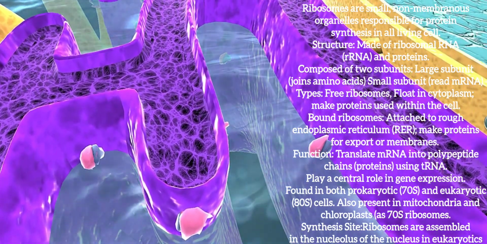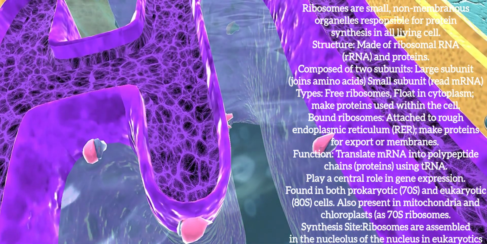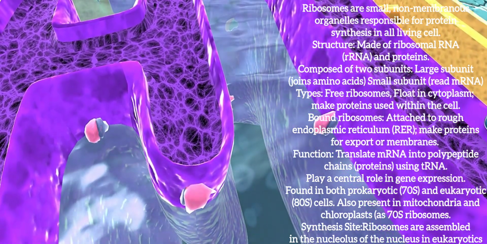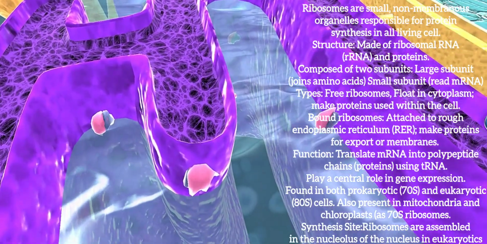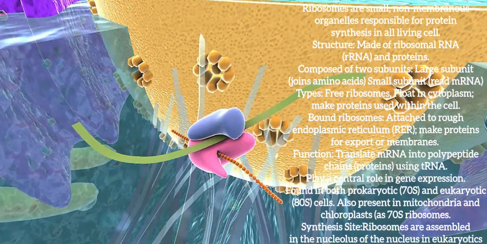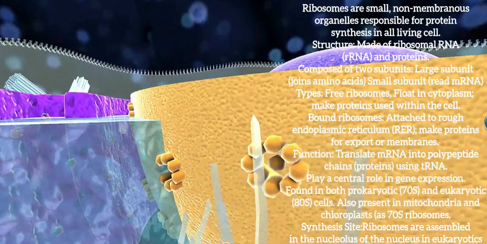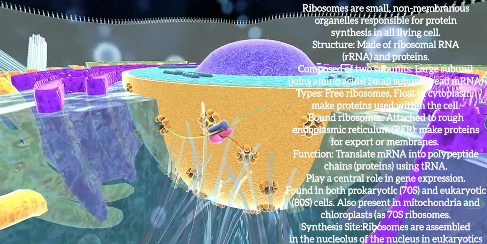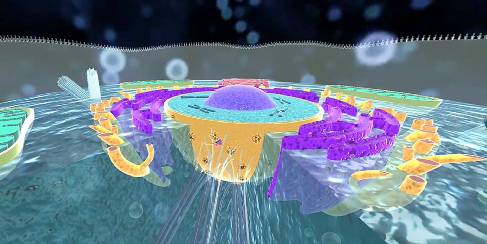Bound ribosomes, attached to the rough endoplasmic reticulum (RER), make proteins for export or membranes. Function: translate mRNA into polypeptide chains, or proteins, using tRNA. They play a central role in gene expression. Found in both prokaryotic (70S) and eukaryotic (80S) cells. Also present in mitochondria and chloroplasts as 70S ribosomes.